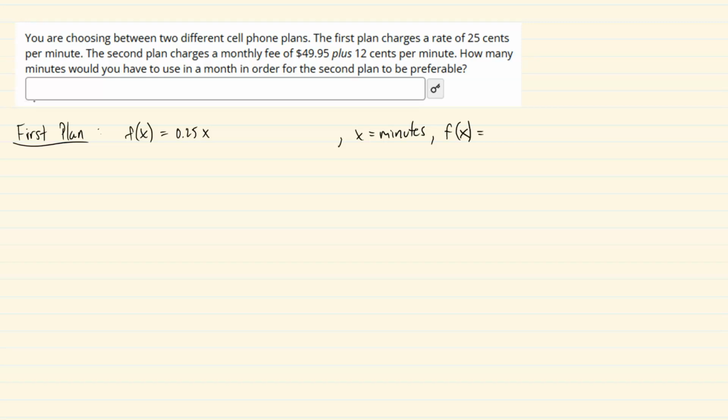the monthly, I guess you would call it, cost for a month for, I'll call it plan A, the first plan. The cost for the first plan.